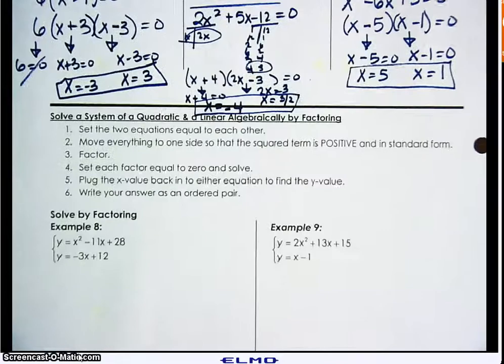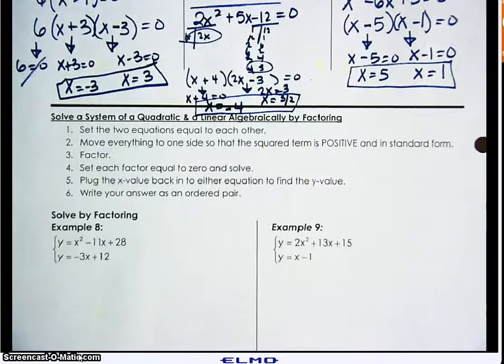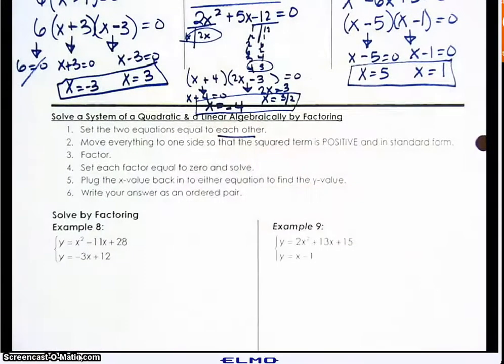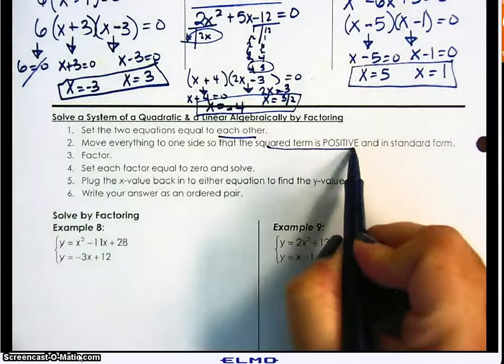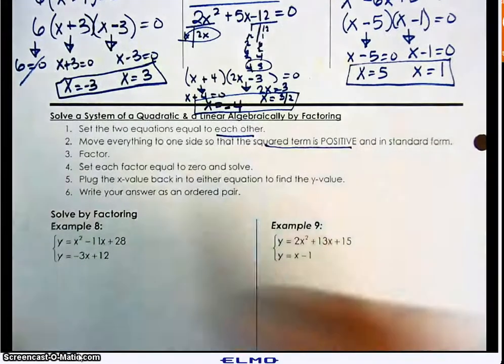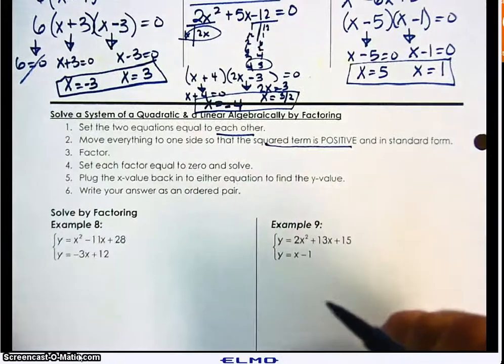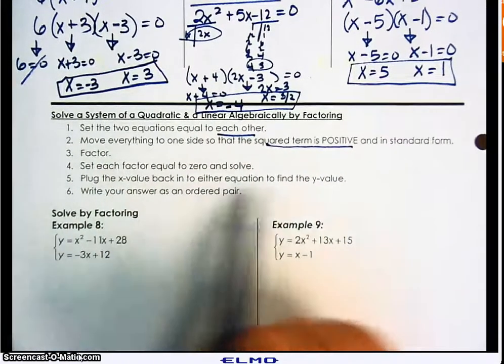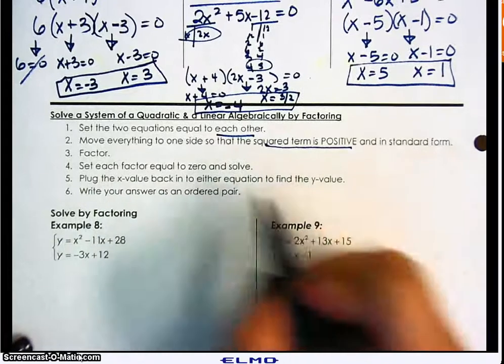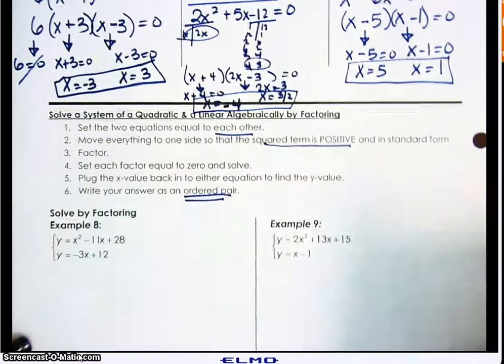All right, down in the bottom part. We have a quadratic and a linear, but now they want us to solve it algebraically. So what we're going to do is set the two equations equal to each other. We're going to move everything over to one side so that the squared term is positive and in standard form. We're going to factor these, and then we're going to plug in the x value to find out what the y value is so that we can write our solution as an ordered pair.